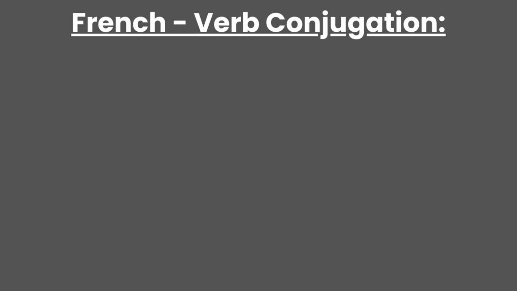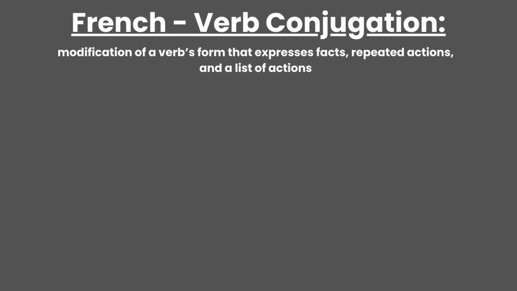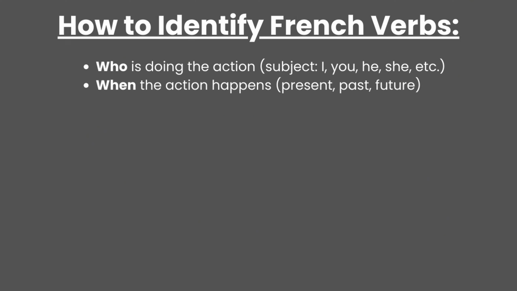Verb conjugation in French is the modification of a verb's form that expresses facts, repeated actions, and a list of actions. The present tense is one of the easiest tenses in French because it has a simple conjugation pattern with no progressive tenses. To conjugate verbs in the present, we have to understand how to identify French verbs, such as who is doing the action and when the action happens.